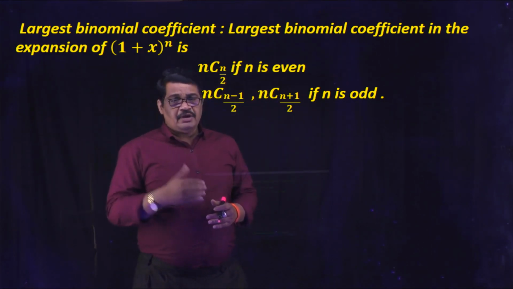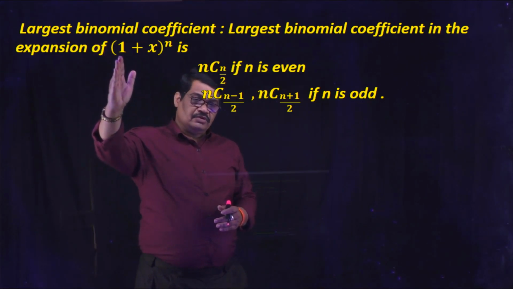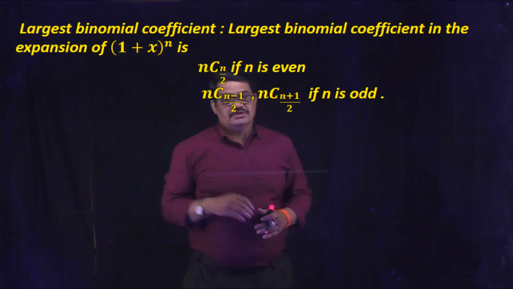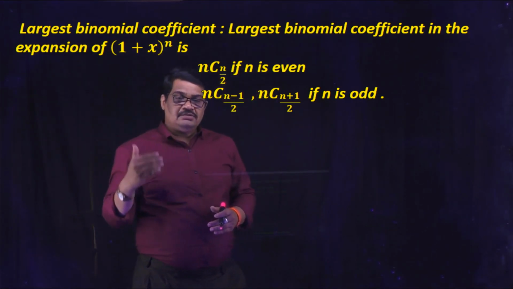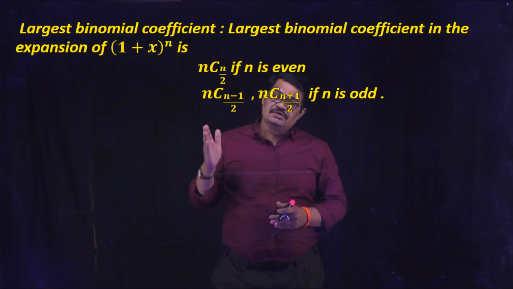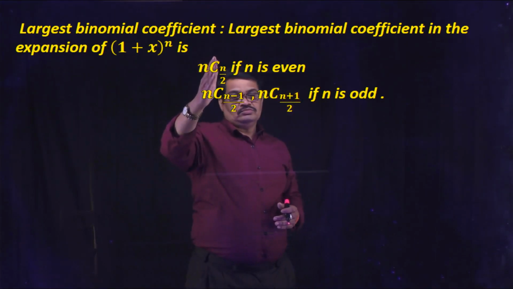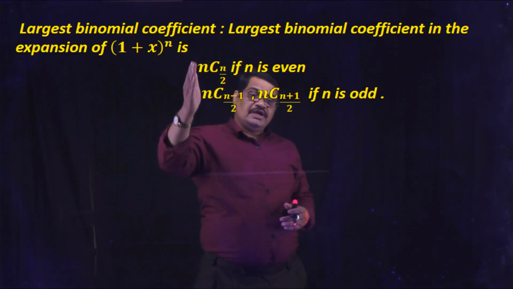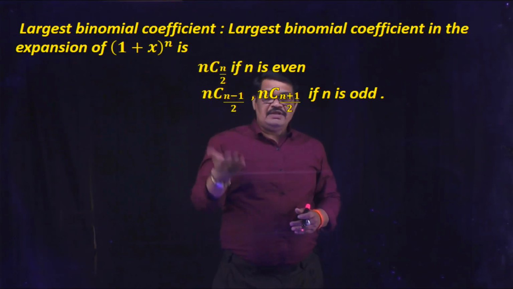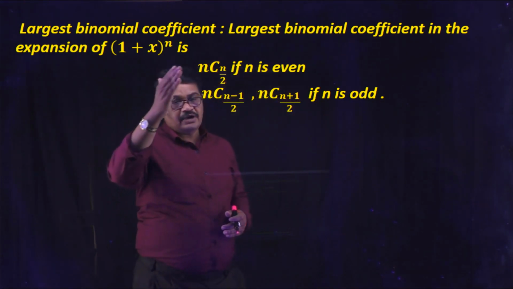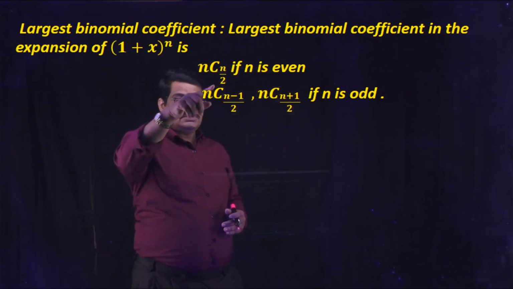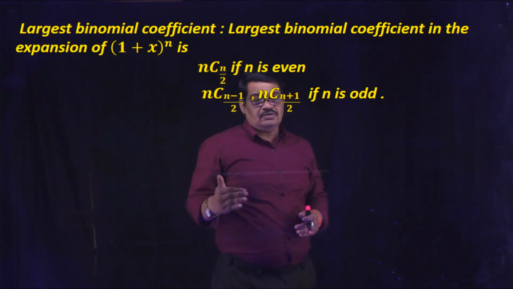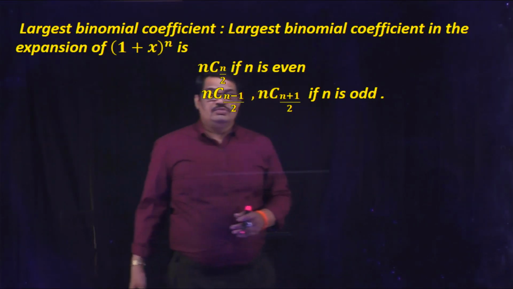The largest binomial coefficient in the expansion of (1 + x)^n. Here also there are two cases. If n is even, then the largest binomial coefficient is nC(n/2). If n is odd, then the largest binomial coefficients are nC((n−1)/2) and nC((n+1)/2). There are two largest binomial coefficients.